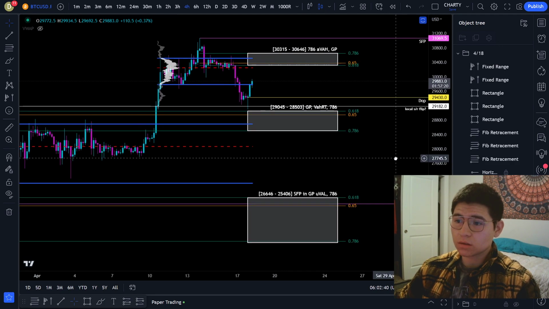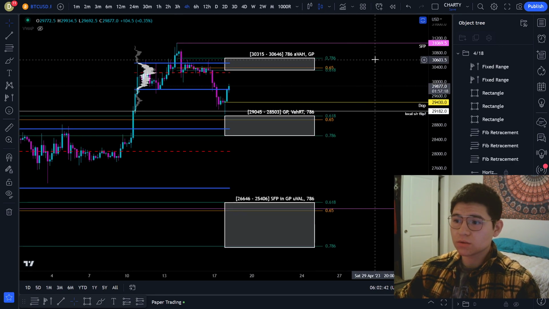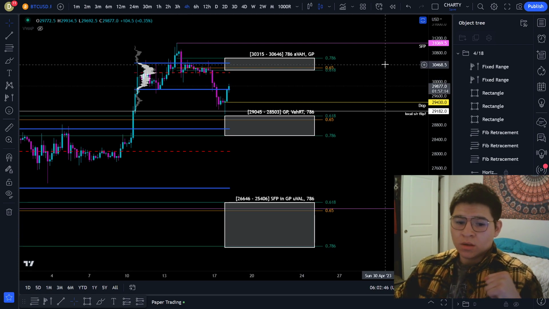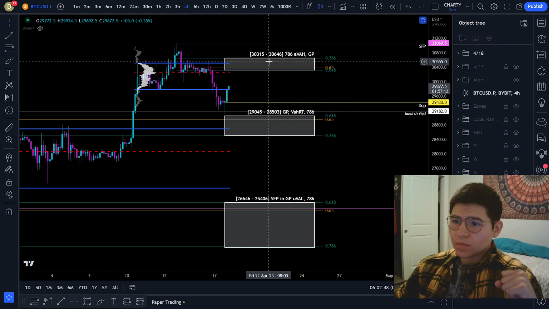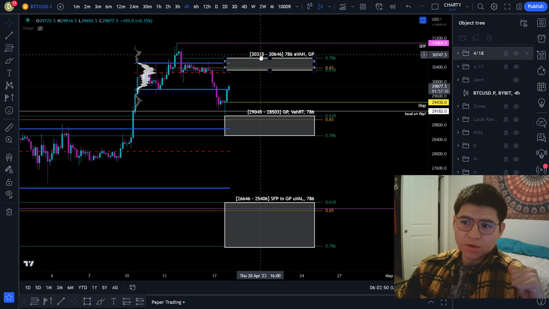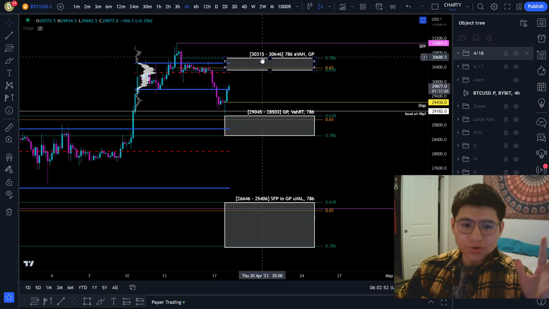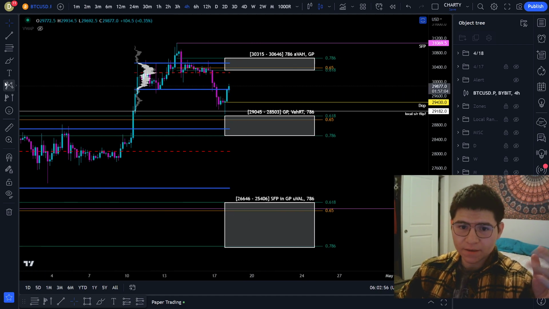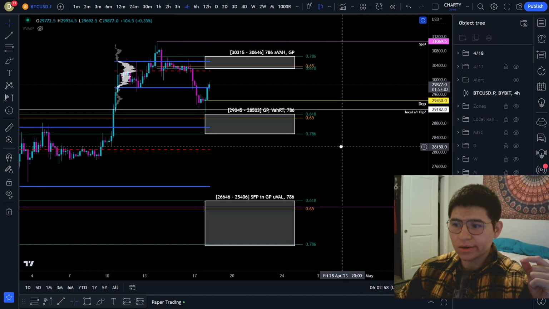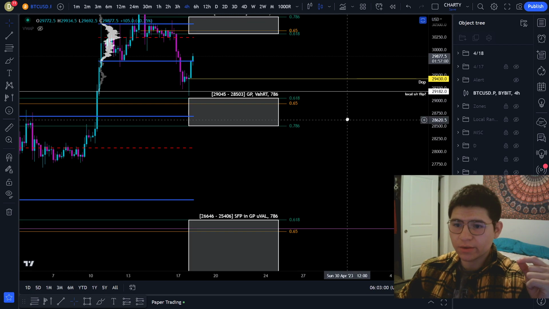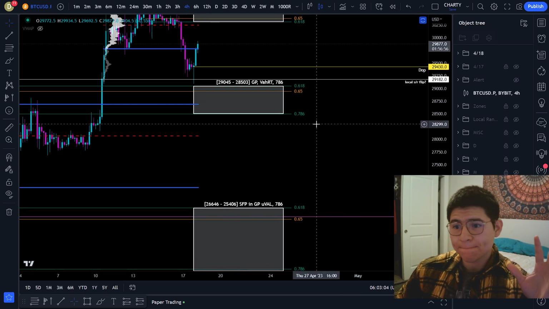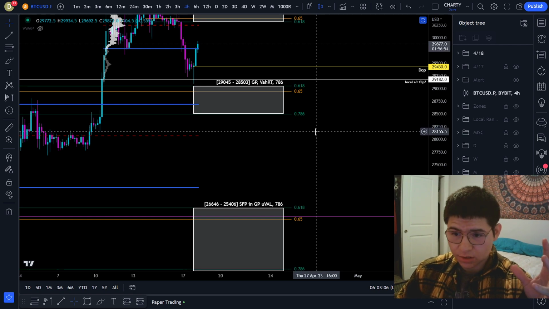Okay, so as far as our levels for the day on Bitcoin, our resistance is coming in at 30,315 ish to 30,646 ish, and our supports are lower, at around 29,045 and 28,500 ish.